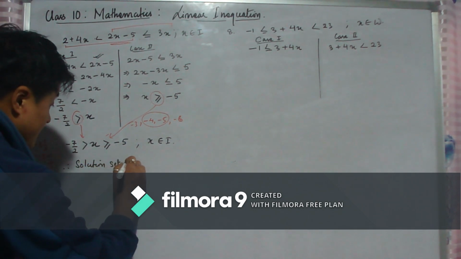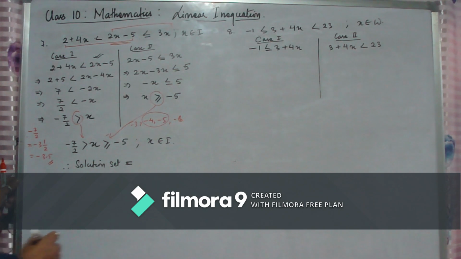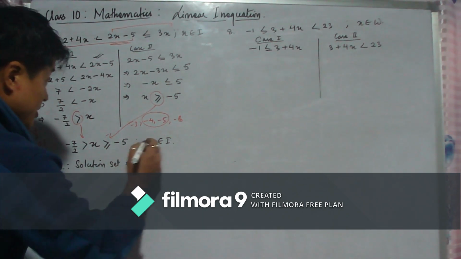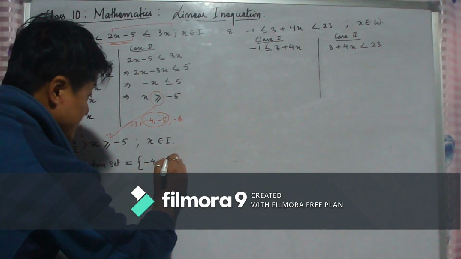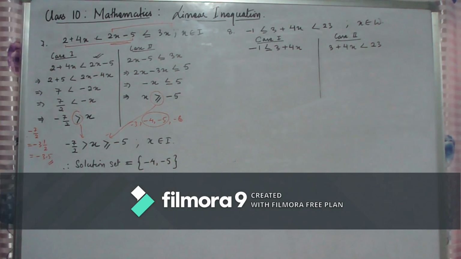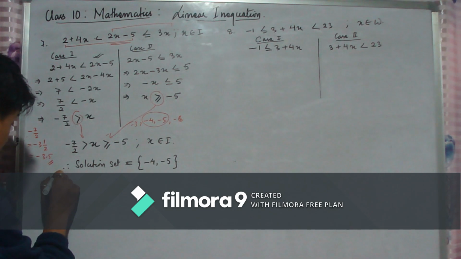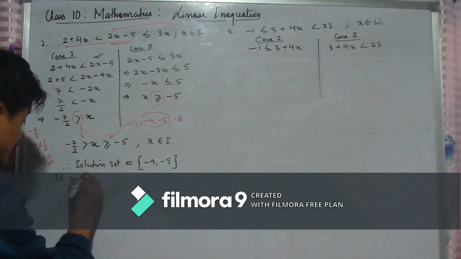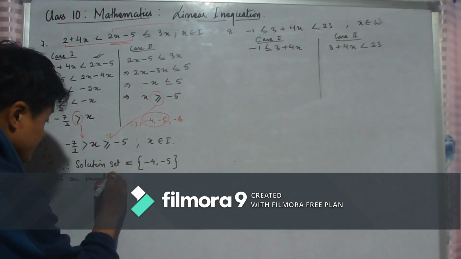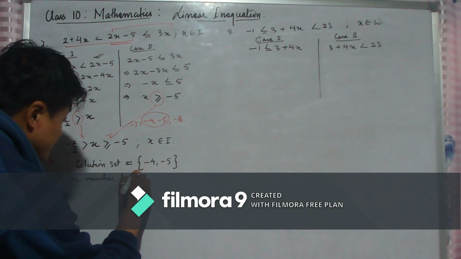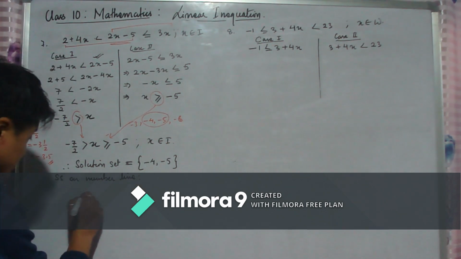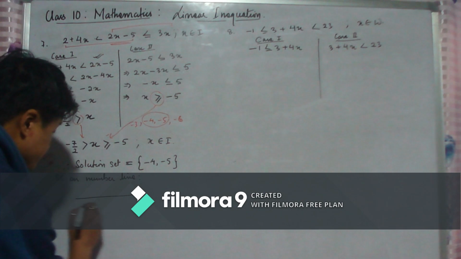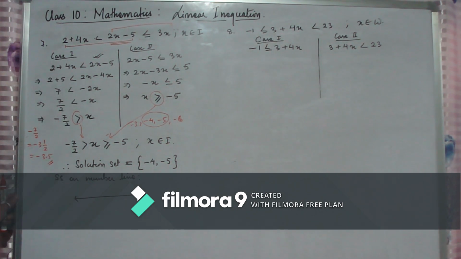The solution set is equal to, what is the solution set? Always write in the curly bracket, that is here minus 4, minus 5 is your solution set. Okay, and the solution set on the number line is here. You draw the line here and put the arrow on both sides.